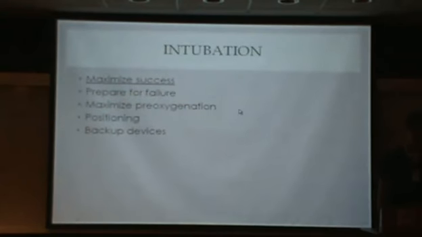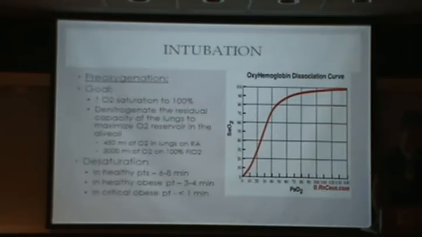So when we're setting up to intubate, ultimately our goal is to get the tube in the trachea and maximize our success. And in these patients, we have to be a little more cognizant of failure, thinking through our backup devices and having a few ready. We want to maximize our pre-oxygenation and patient positioning. We'll go through this in a little more detail.